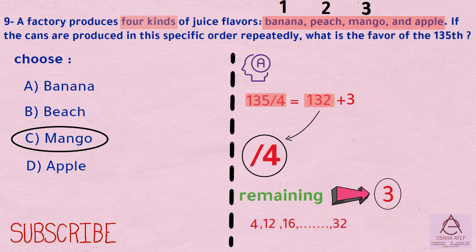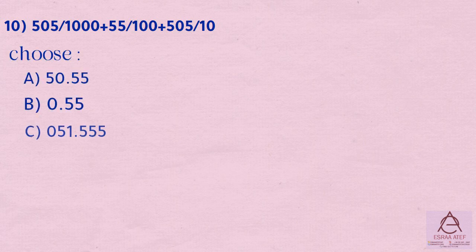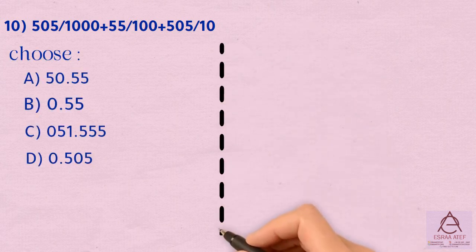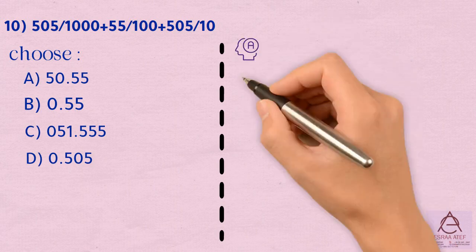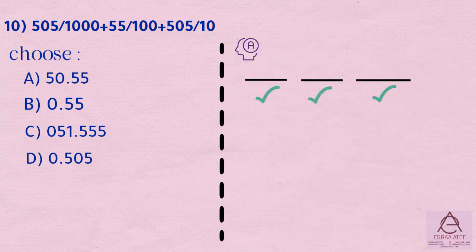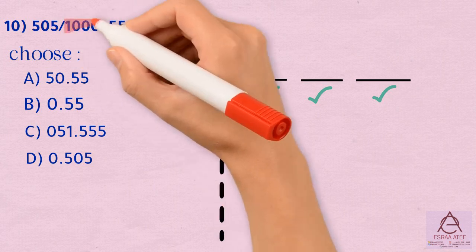Question number 10: 505 over 1000, 55 over 100, and 505 over 10. How do we add them to each other? We can add them by having the same denominators. So we can make them all the largest one, which is 1000.